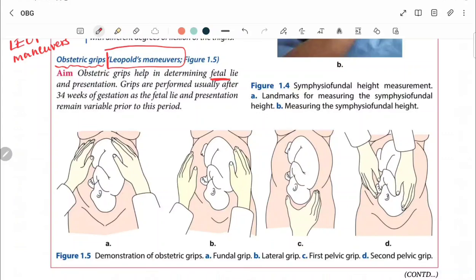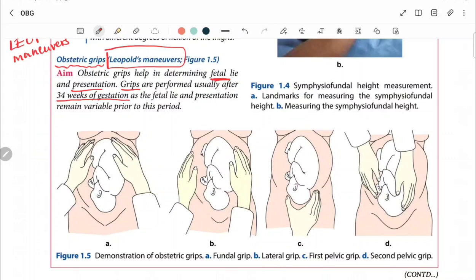So why do we do obstetric grips? It is mainly to determine the fetal lie and presentation. Grips are performed usually after 34 weeks of gestation. Very important. If there is an antenatal woman with just 28 weeks of gestation, you are not even going to look for the grips because it cannot be palpated properly at all.